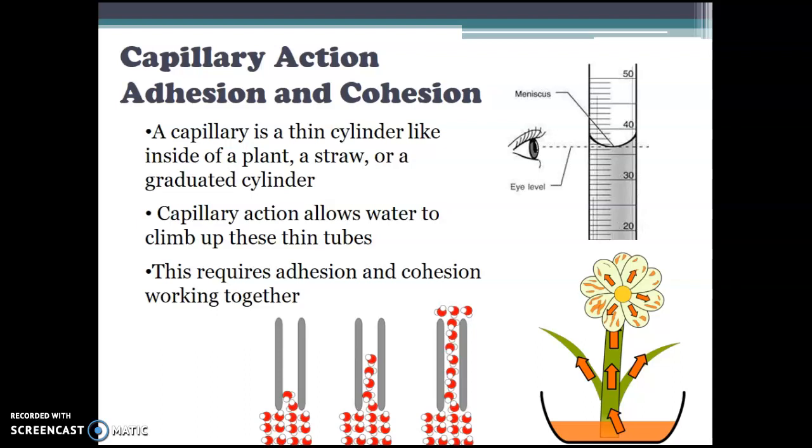When we read the graduated cylinder, remember that meniscus? The reason we have a meniscus is because the water is also attracted to the glass. Glass has a charge. Since water has a charge, it will be attracted to it. And it climbs up the side, creating this curve at the top of the water, which is the meniscus.